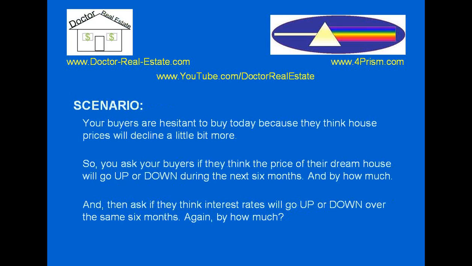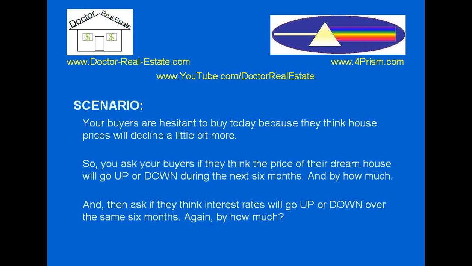So here's your scenario. Your buyers are hesitant to buy today because they think house prices are going to decline just a little bit more. So what I'm suggesting is you ask your buyers if they think the price of their dream home will go up or down during the next 6 months, and by how much. Then ask if they think interest rates are going to go up or down over the same 6 months, and again, how much.